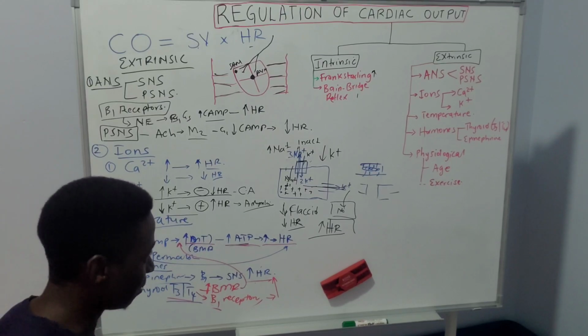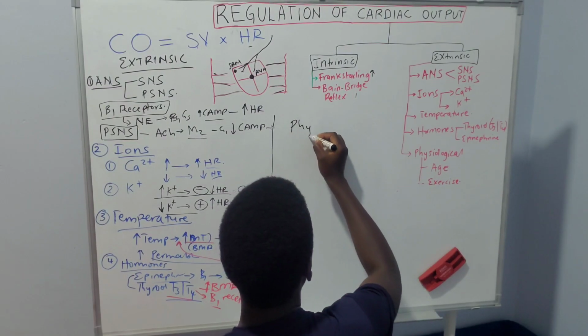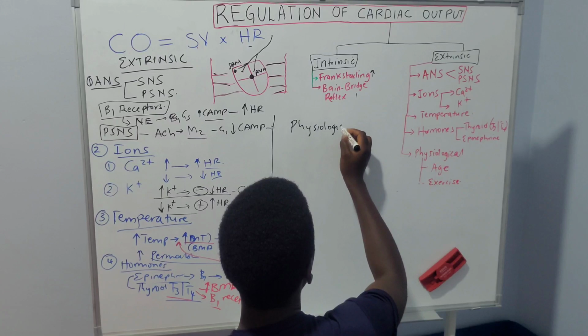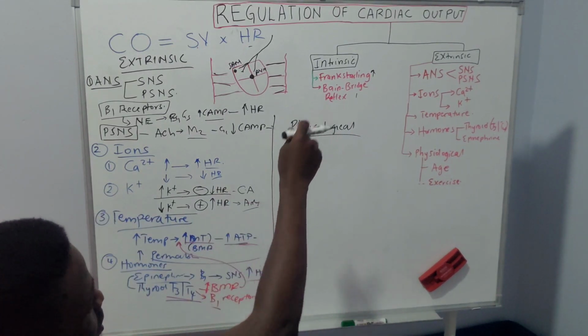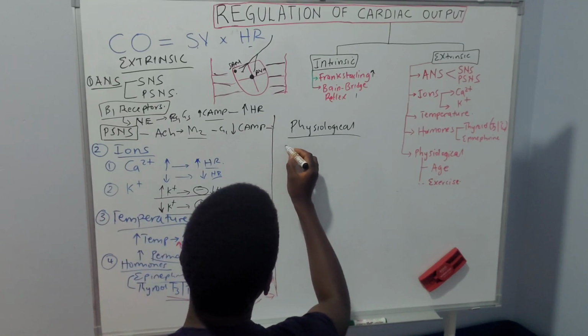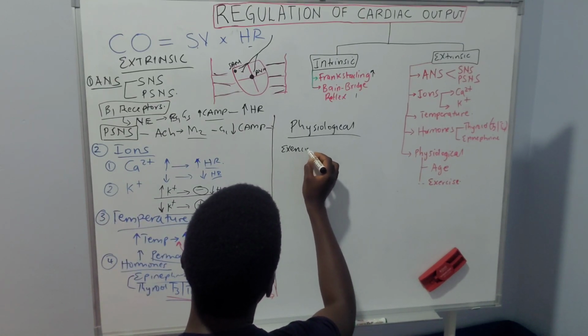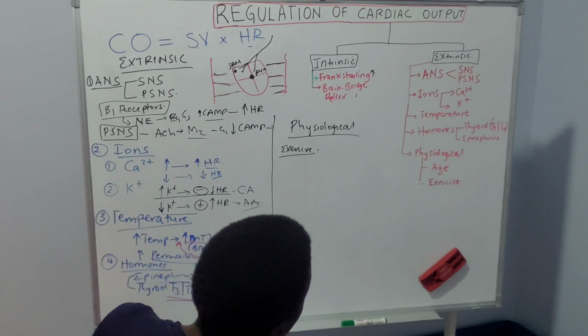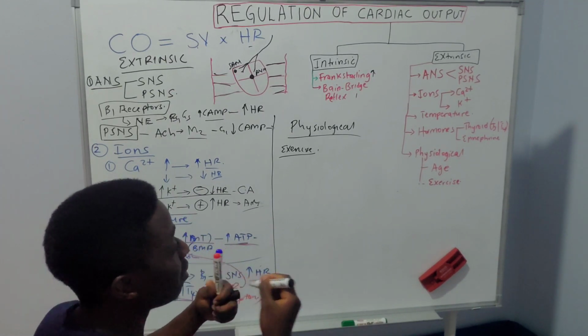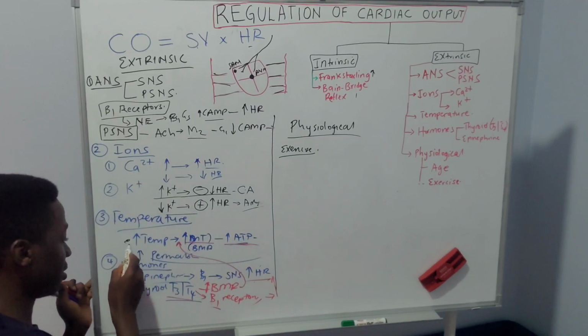And then finally, physiological changes. Normal physiological changes, things that bring about physiological variations that may contribute to changes in cardiac output. One is exercise. So when you're exercising, what happens? The rate of metabolism is quite high, temperatures have increased. You realize we're getting back to this.